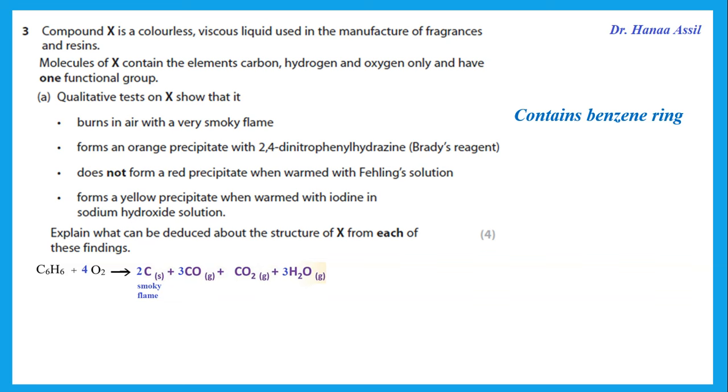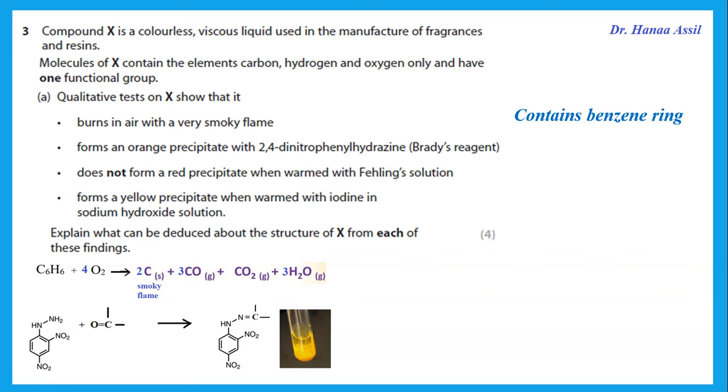Then we're told that X forms an orange precipitate with 2,4-dinitrophenylhydrazine. Now, which compound forms an orange precipitate with 2,4-dinitrophenylhydrazine? Remember that that means it is an aldehyde or ketone. It does not form a red precipitate with Fehling's solution. So if it does not react with Fehling's solution, that means it is not an aldehyde, it is a ketone.